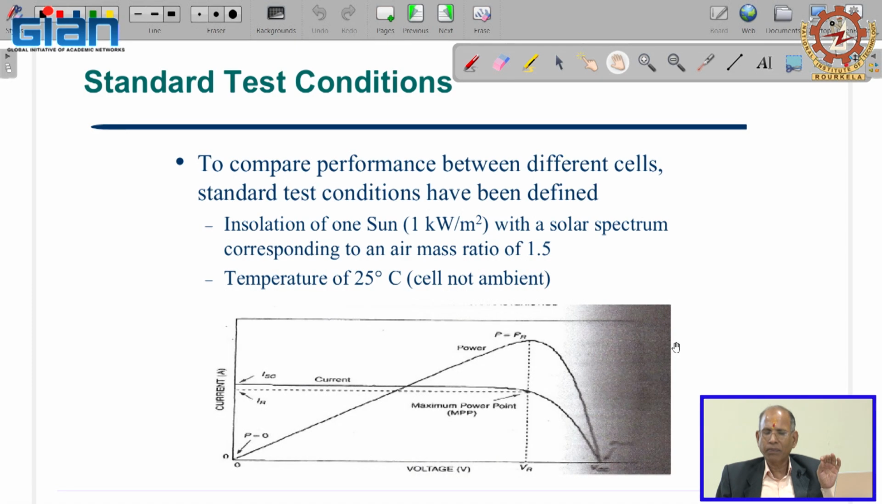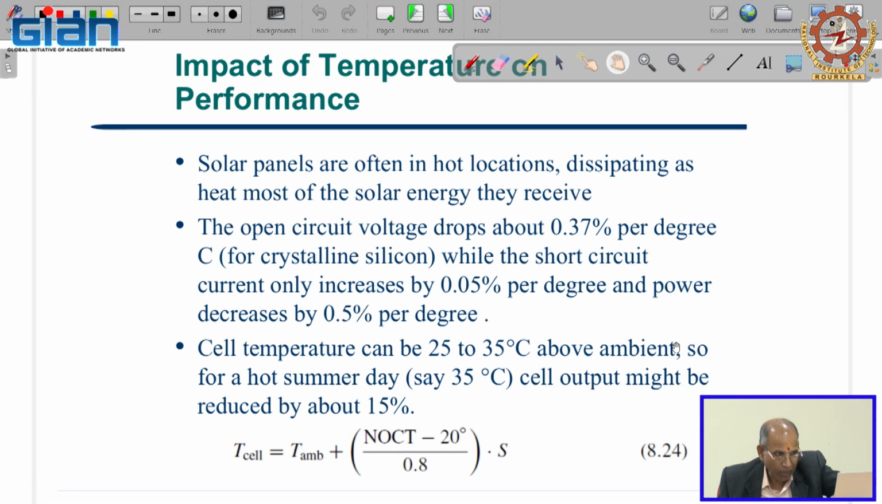We consider here an insolation level of 1 kilowatt per meter square, an air mass ratio of 1.5, and a nominal temperature of 25 degree. This is the ambient temperature, the atmosphere ambient temperature, not the cell temperature. So these are the standard test conditions. When we have to compare the performance of different PV modules from different manufacturers, we will test them under some standard test condition.